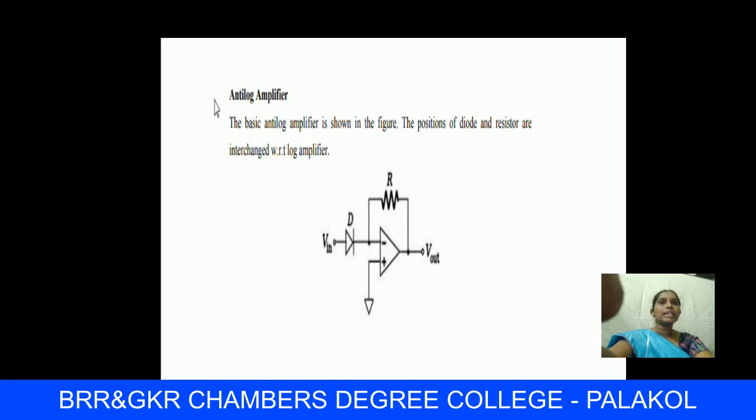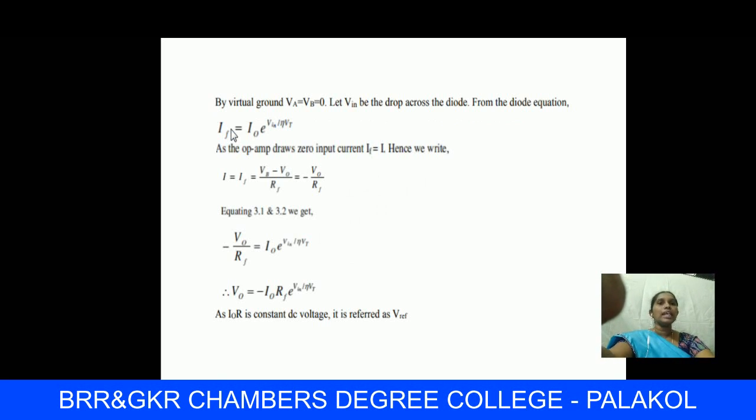The basic anti-logarithmic amplifier is shown in this figure. The positions of the diode and the resistor are interchanged with respect to the logarithmic amplifier. In this circuit, we changed the resistor and the diode. Here the virtual ground concept is also used. Therefore VA is equal to VB is equal to 0.